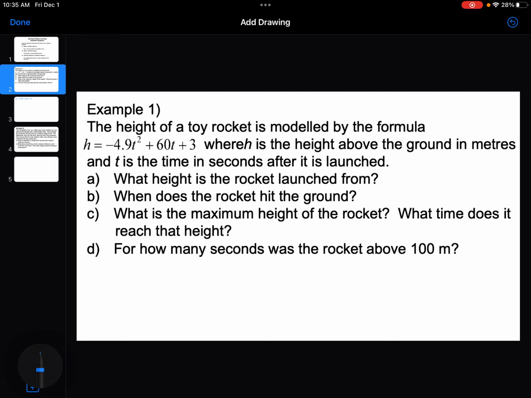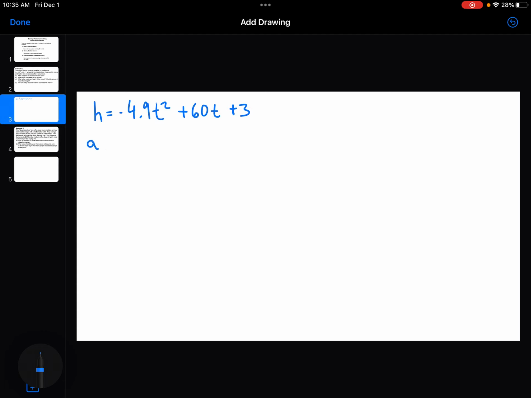So the first question is, what is the height of the rocket from launch? This is going to happen at t equals 0. Though it hasn't been launched yet, the moment that it gets launched, we're obviously adding time. So if we make t equals 0, we can find out what height it was launched at. So all we're going to do is sub in t equals 0, and our height would end up just equaling 3, because 0 squared is 0 and 60 times 0 is 0, so we're just left with 3.